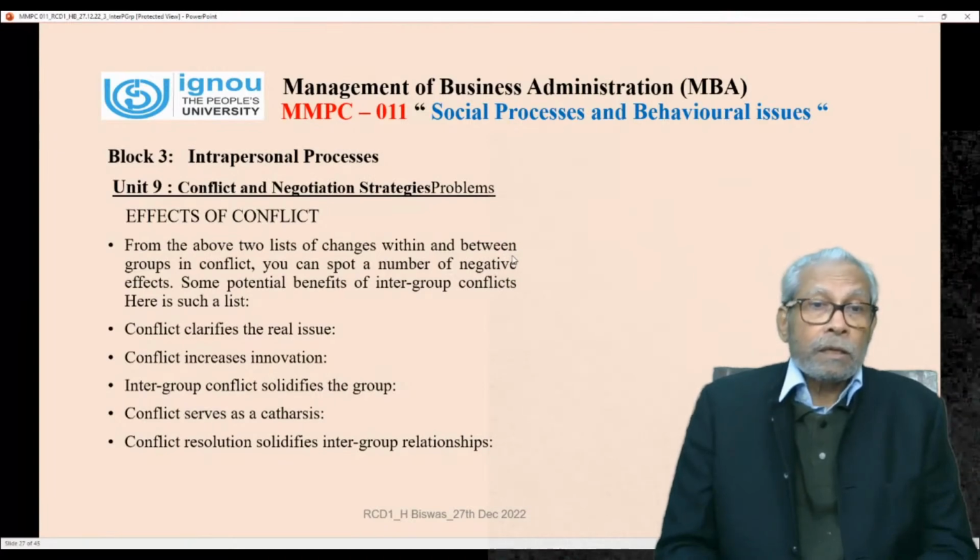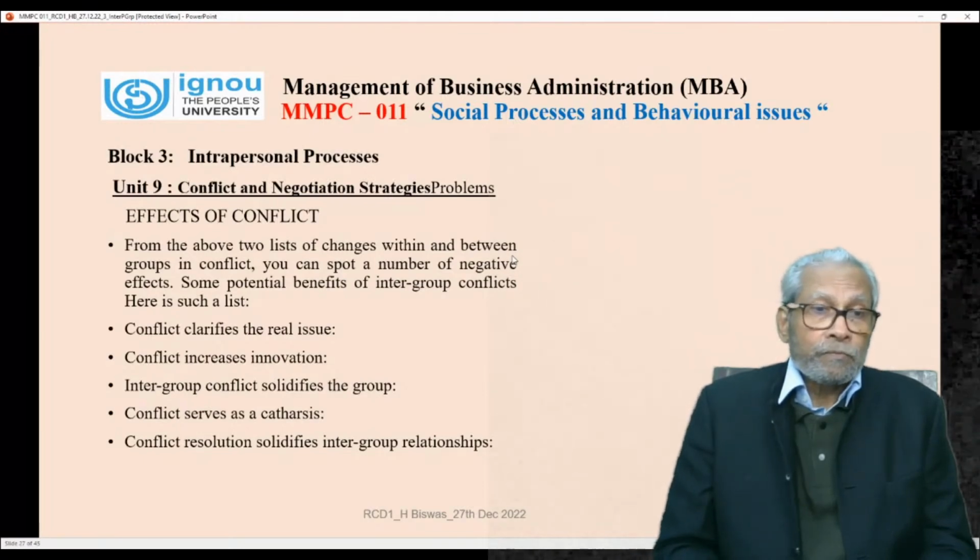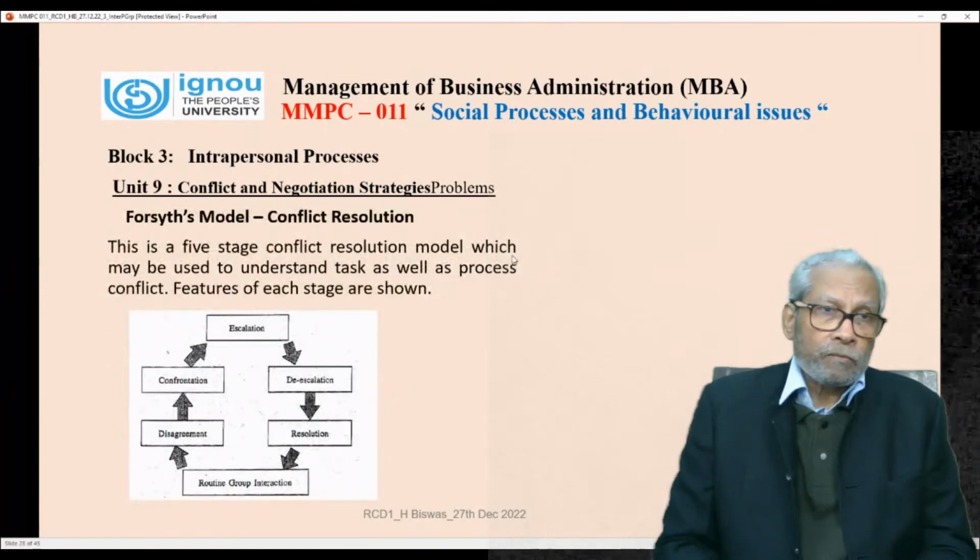Conflicts serve as a catalyst. Sometimes it will create strength. Conflict resolution solidifies intergroup relationships. So all these are the effects of the conflict.